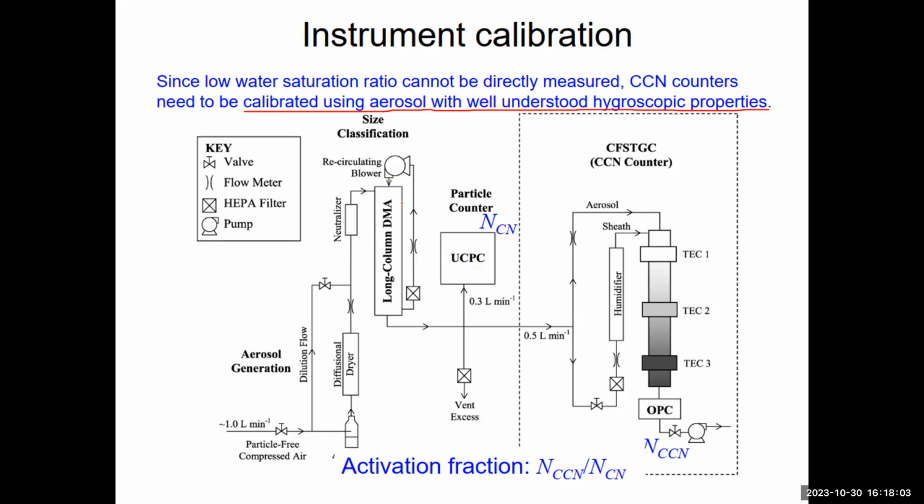What people do is classify aerosols with a DMA, sending particles of specific sizes, and first get their total concentration. CN is a condensation nucleus, the total concentration. Then you send the same stream of aerosols into the CCN counter, operated under an unknown supersaturation, and you can also get the NCCN. So you can switch the DMA sizes, changing from the smallest size to the largest size.